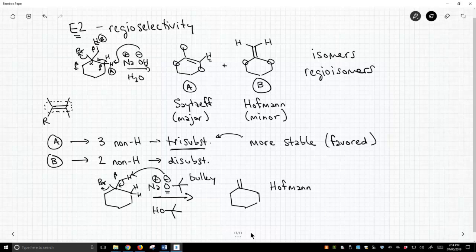So, how do you do this? You specifically use a different base, a very special base, t-butoxide, because it's very hindered. So we can actually control the regioselectivity of the E2 reaction. If you want the more highly substituted alkene, use your regular bases like hydroxide and methoxide. To get the less highly substituted alkene, the Hofmann product, you can use a more hindered base, specifically t-butoxide.